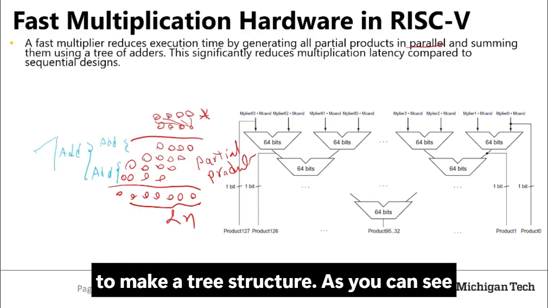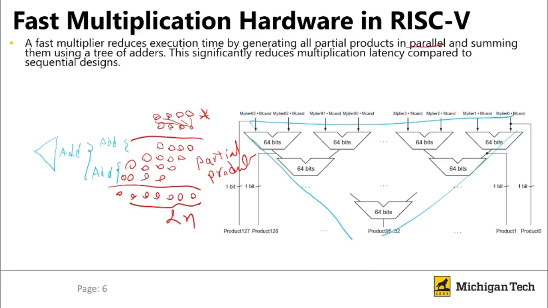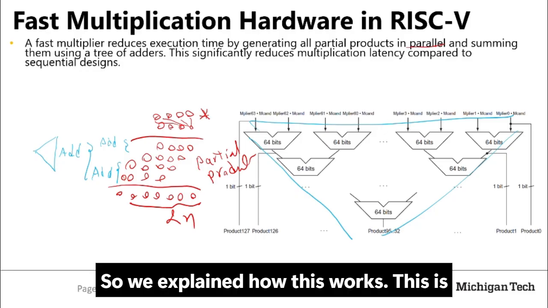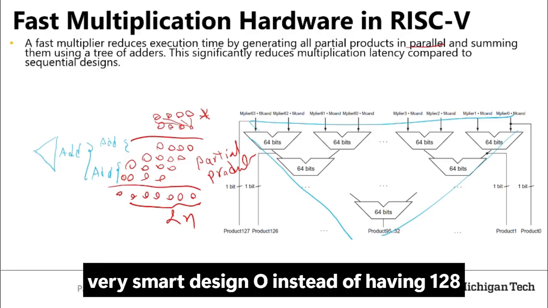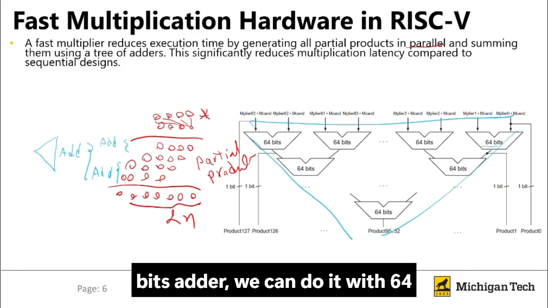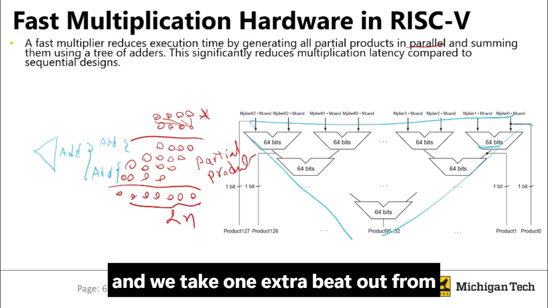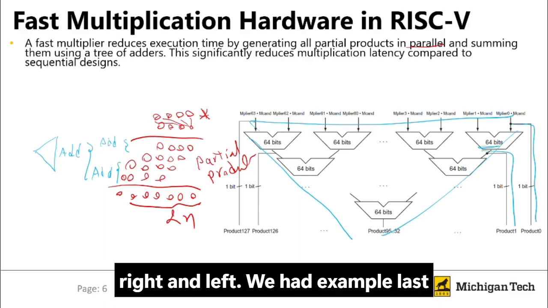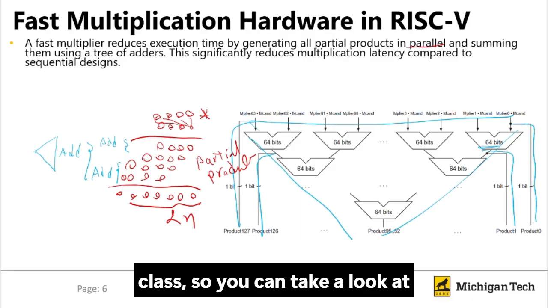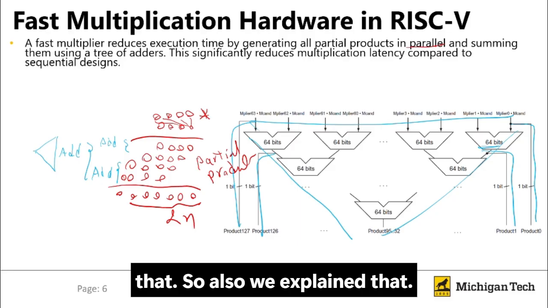This is going to make a tree structure. As you can see here, we have this tree structure. So we explained how this works. This is a very smart design. So instead of having a 128-bit adder, we can do it with 64, and we take one extra bit out from right and left. We had an example last class, so you can take a look at that. So we also explained that.